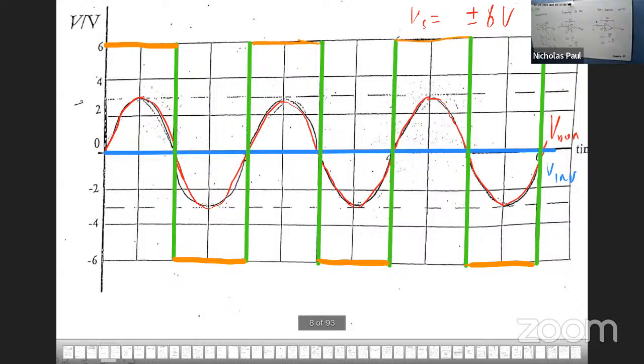Draw the output of a comparator. Same scale and everything. Draw the output of a comparator whose supply is plus and minus 6 volts.